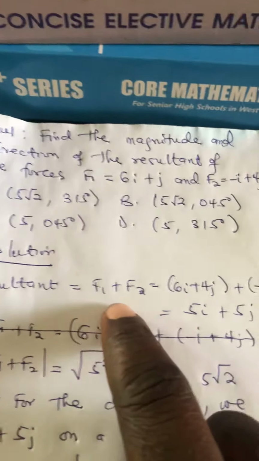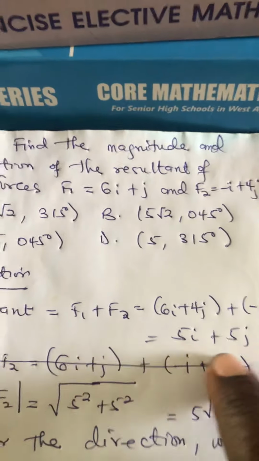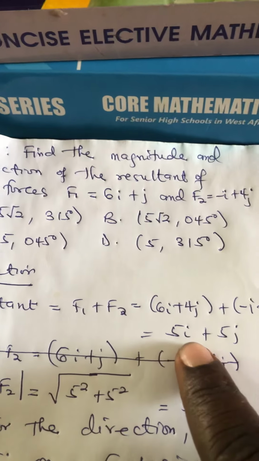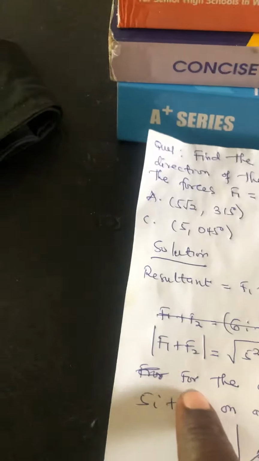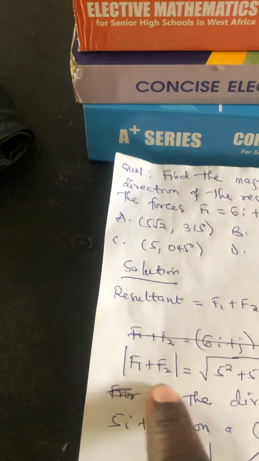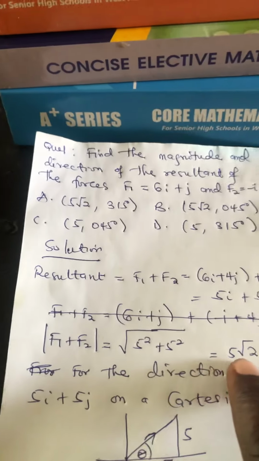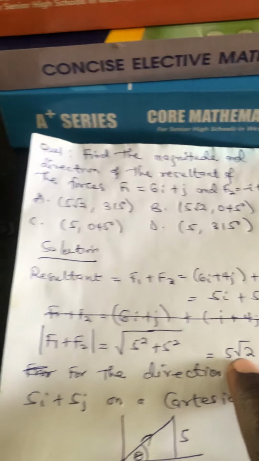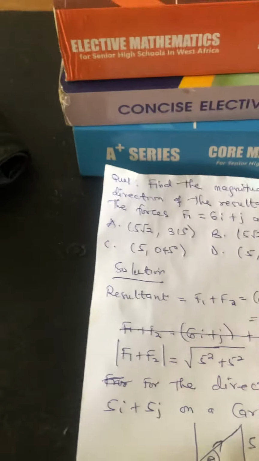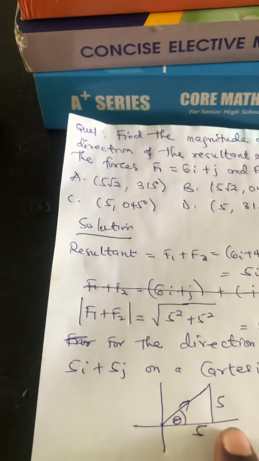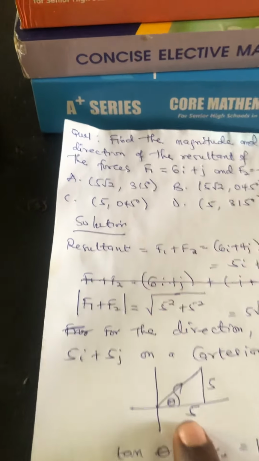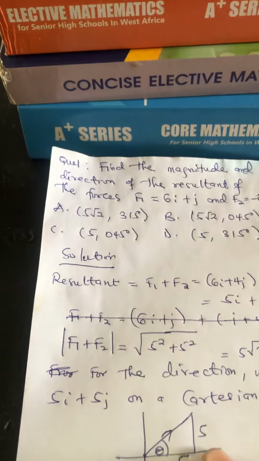You have to find the resultant force of the two forces, which will give you 5i + 5j. Then to find the magnitude, you take the square root of the 5i and the 5j squared sums, which will give you square root of 50, or 5 root 2. For the direction, we need to represent this 5i and 5j on the Cartesian plane, that is positive 5 on the x-axis, positive 5 on the y-axis.